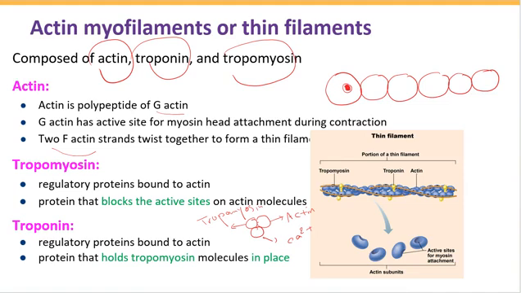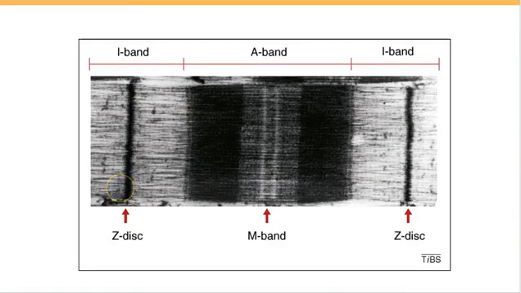So you can see that here, if there is calcium inside of the cell, inside of the cytoplasm, it's going to be attached to the troponin molecule. Okay. So then let's go and look at the sarcomere under the microscope.